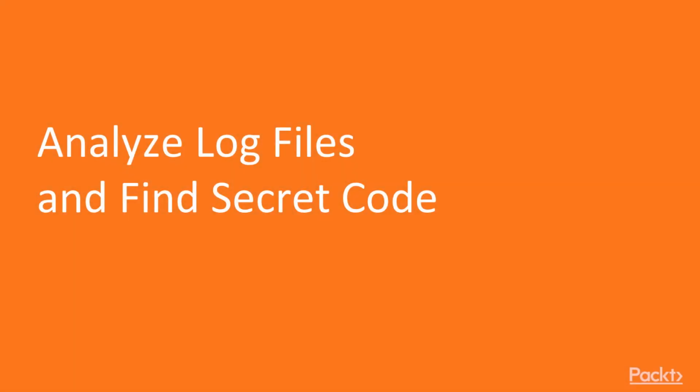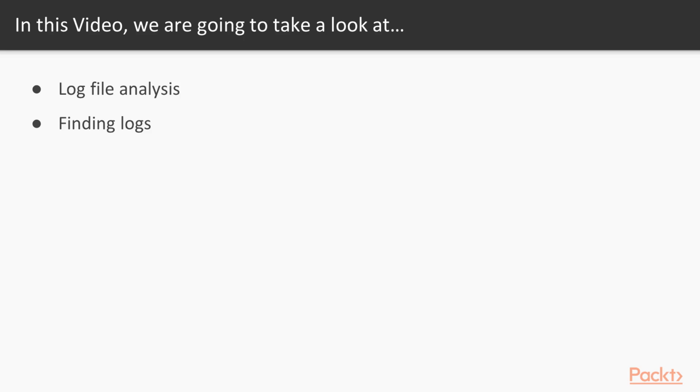Analyze log files and find the secret code. In this video we are going to learn about log file analysis: how you can analyze a log file and how you can find the logs which contain sensitive information or secret codes. So again, you need to open the command prompt, and then we need to open the logcat. We need to open the log files using the logcat command, and then analyze whether there is any sensitive information available inside the log files or not.